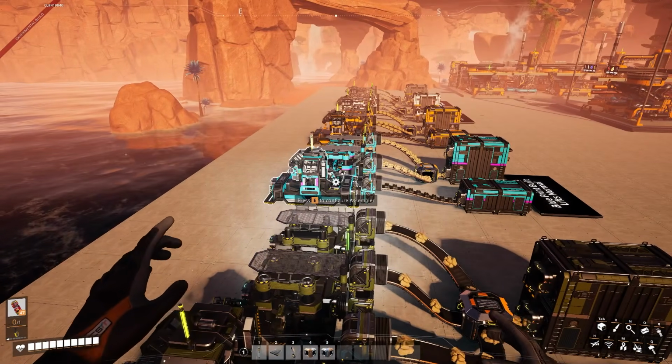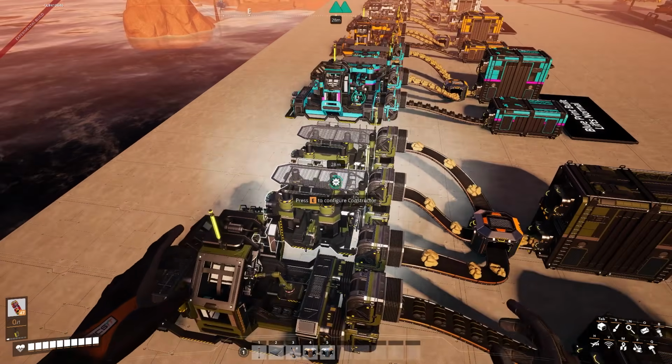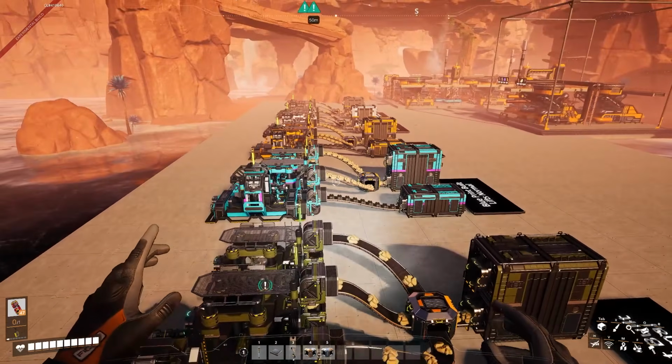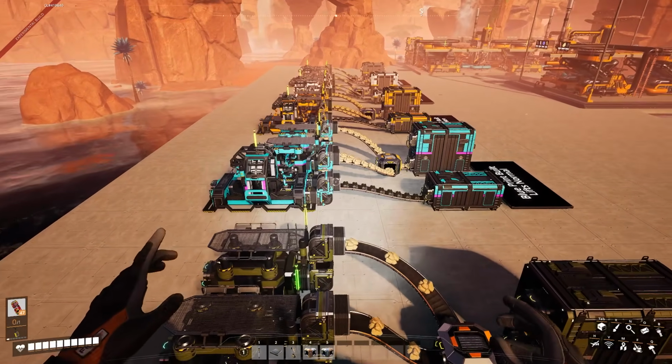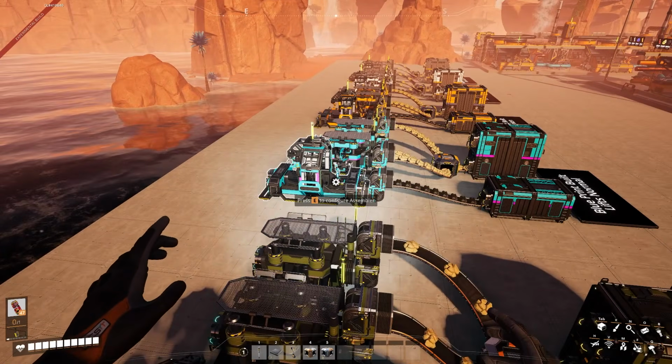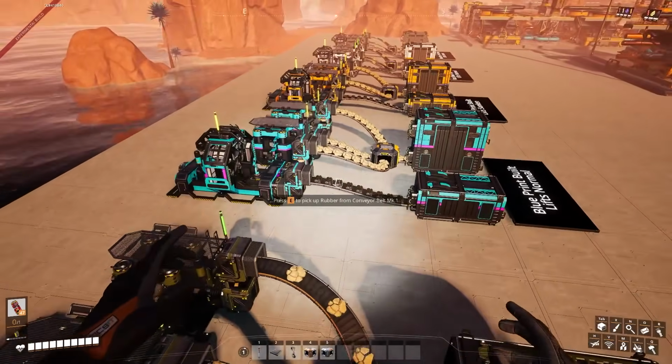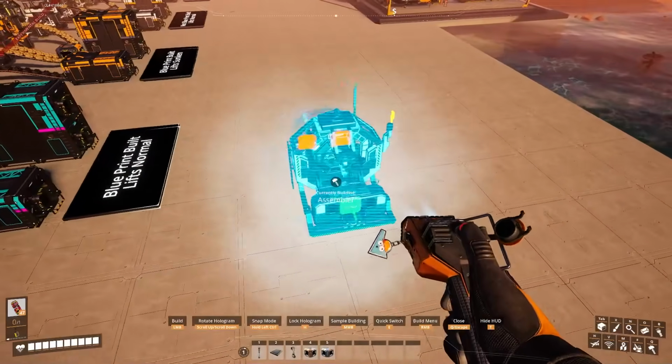So the only difference between this blueprint and this blueprint is this one I put mergers and connected these lifts from the merger to the machine. And you can see it is not working. So let me just show you what I want to talk about there.